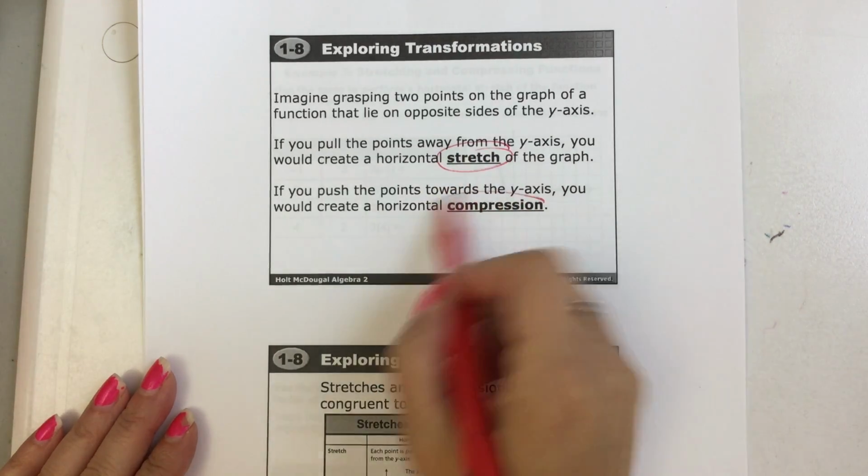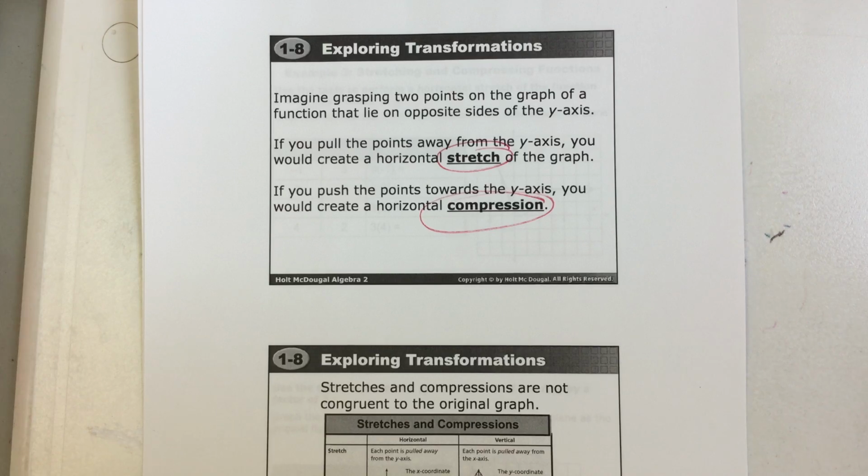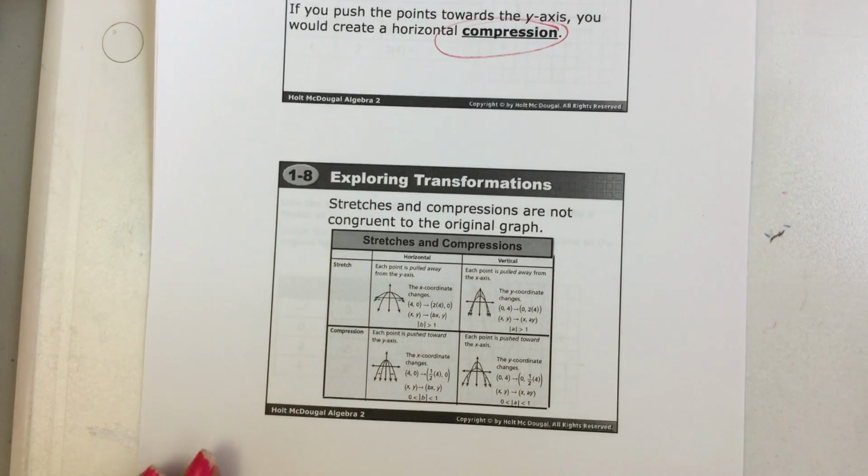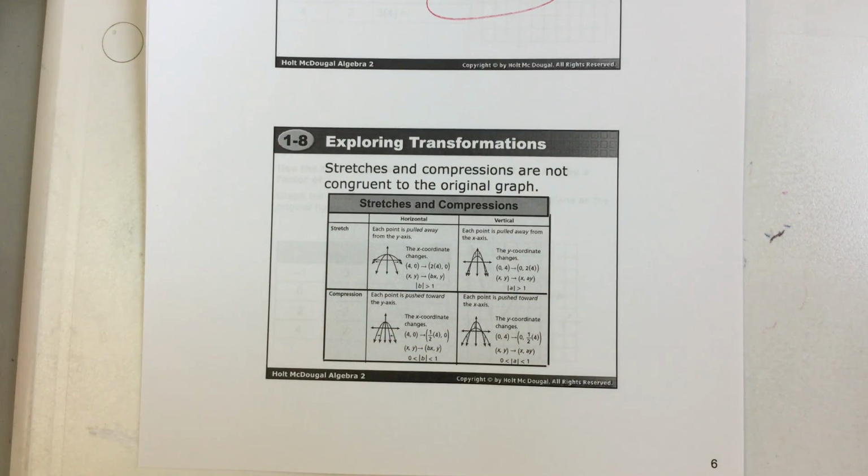When you are doing this, you are doing what's called stretches and compressions. When you do stretches and compressions, what happens is your graph actually distorts its shape. It will no longer be the exact same shape and the exact same size. You are stretching it. So it might get taller and more narrow. It might get wider and shorter.